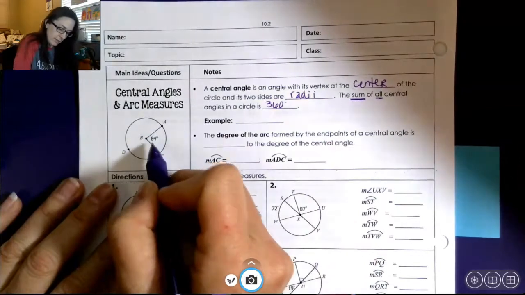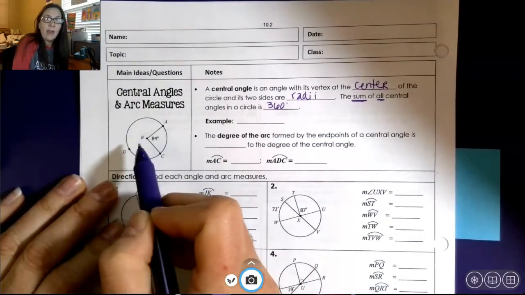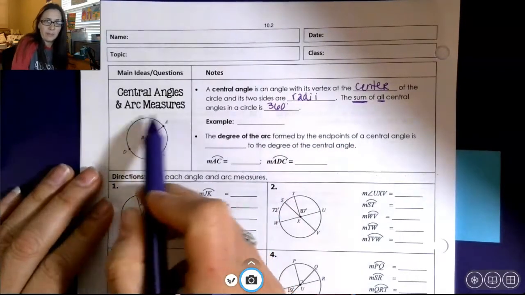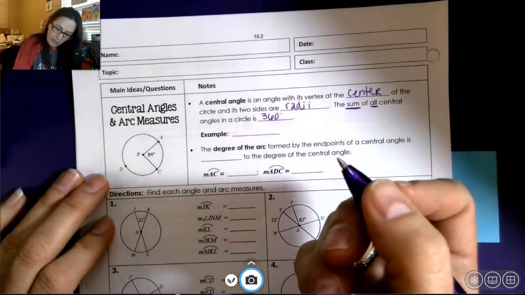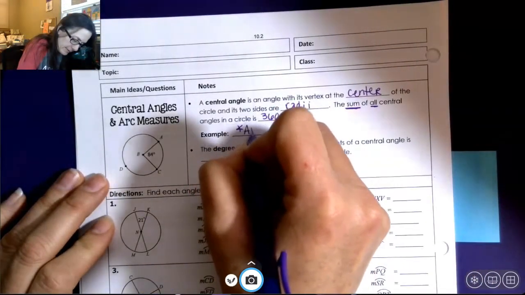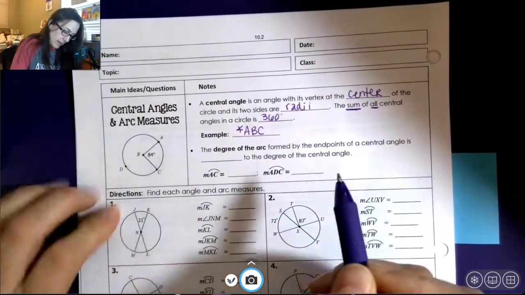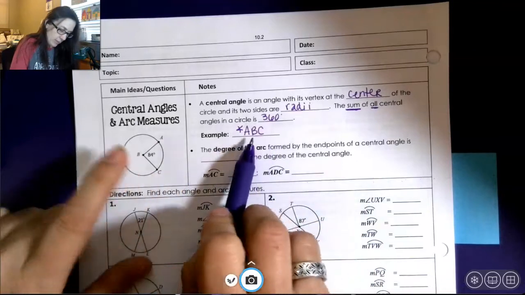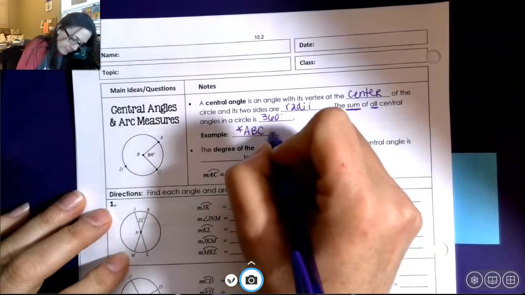So this angle here is 84. The other angle here, this large angle, and 84 have to add up to 360 because that's one complete revolution. So for an example here, angle ABC is a central angle because it's coming from the center of the circle. ABC, always put the vertex in the middle, is 84 degrees.